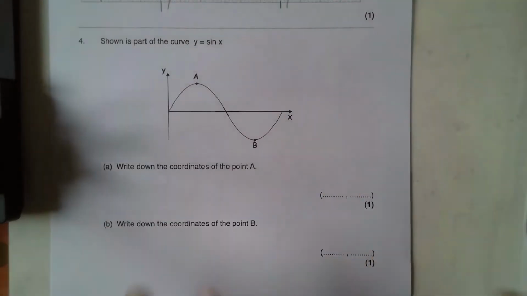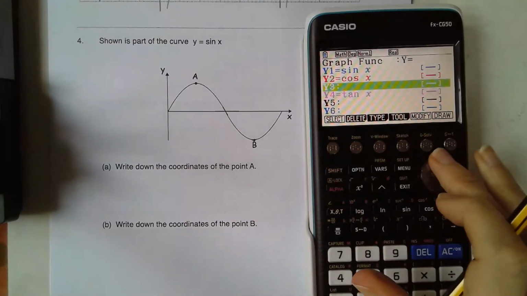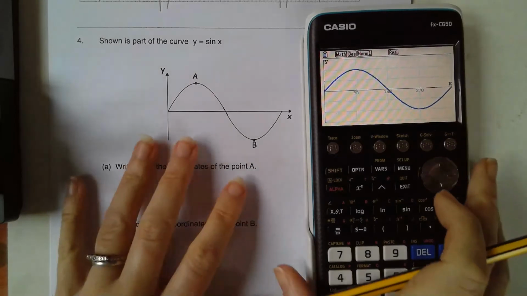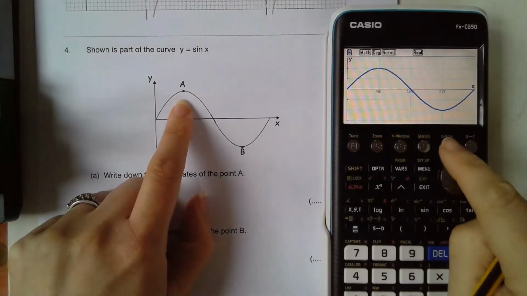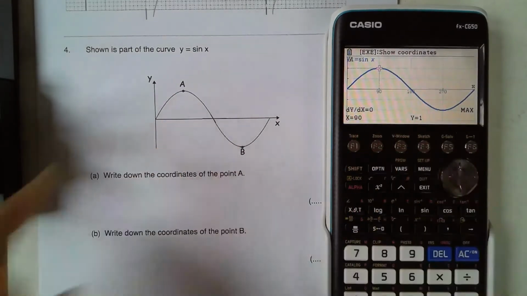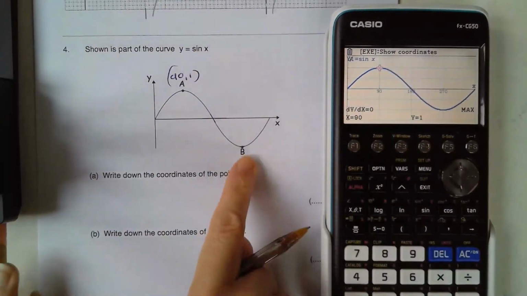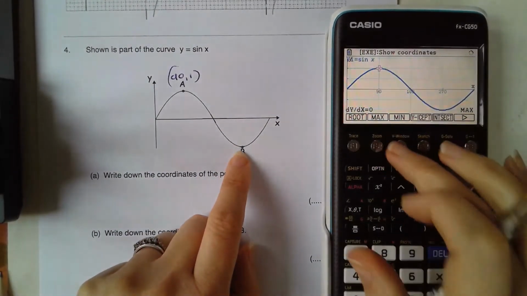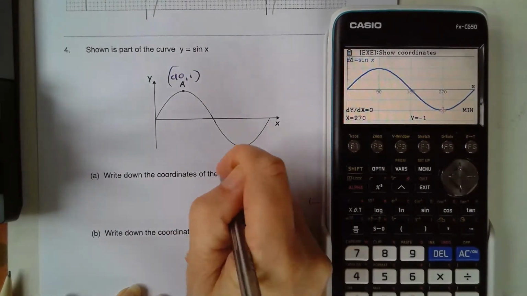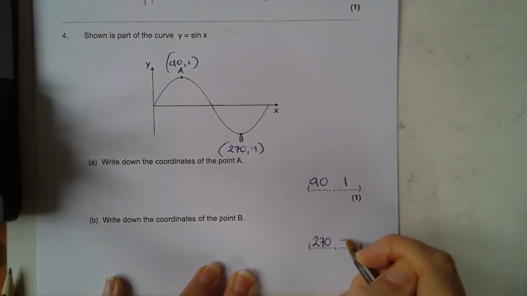Question number 4. Shown is part of the curve y equals sine x. Well, we just so happen to have that one here already. So if I select it and I draw it, there's my sine curve. It wants to know there. Now G-solve, that looks like a maximum to me. Maximum is at 90, 1. B is my minimum. So G-solve, minimum, 270, -1. So I can put that on here, 90, 1, 270, -1.